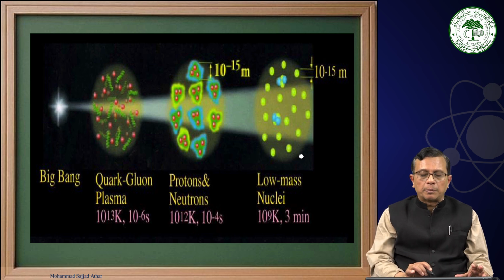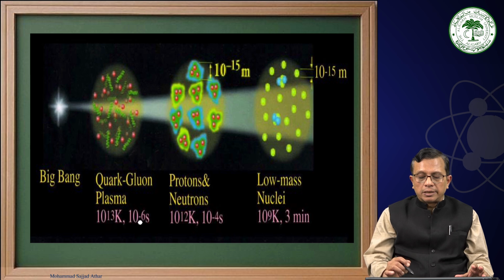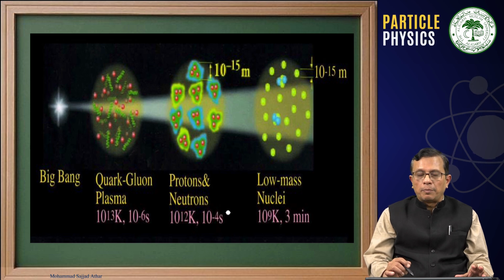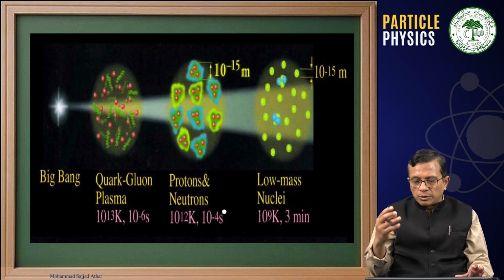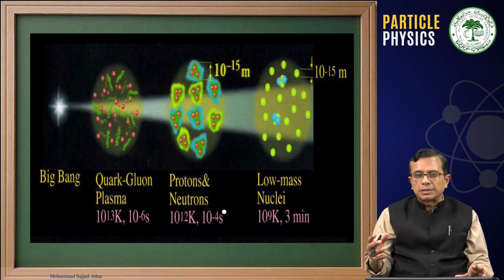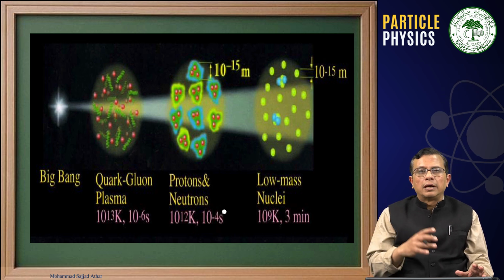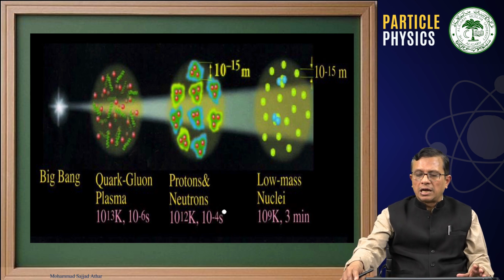The temperature is about 10 power 13 degree Kelvin, and universe was microsecond old. Then when the temperature became 10 power 12 degree Kelvin, the time was 10 power minus 4 second old universe. And then low mass nuclei, when the temperature was 10 power billion degree Kelvin, and the time was 3 minutes old. Therefore, the low mass nuclei we have discussed in the class were formed about 3 minutes after the Big Bang.